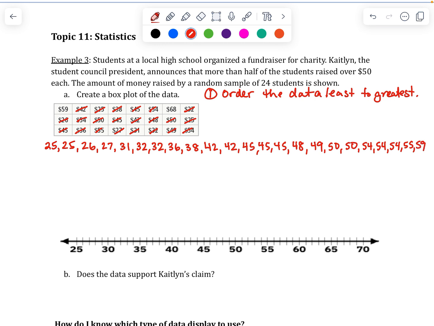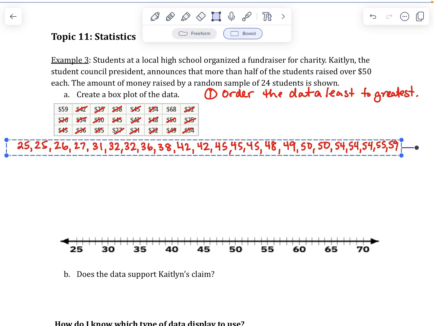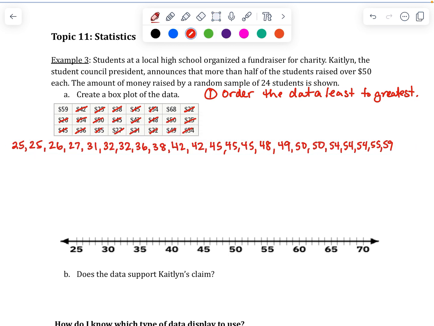Oh my goodness, I'm running out of room again. And 68. Whew, that's a lot. This is why you do it on a computer. 1, 2, 3, 4, 5, 6, 7, 8, up to 24. We got them all. All right. So the first thing we do is order them from least to greatest.